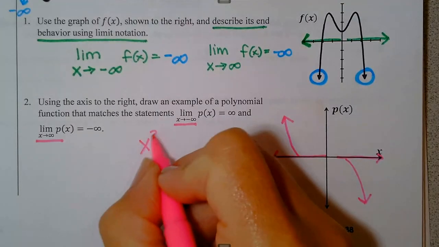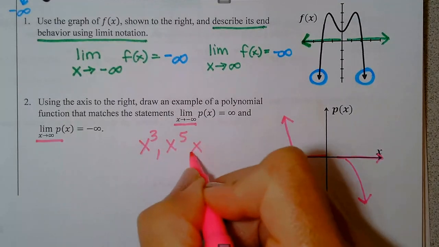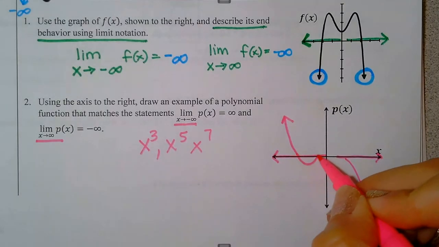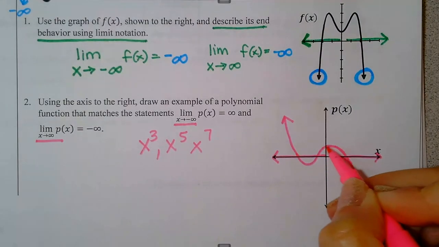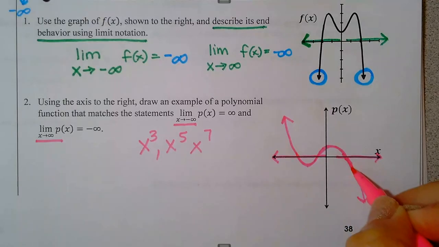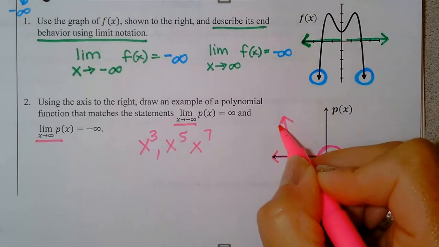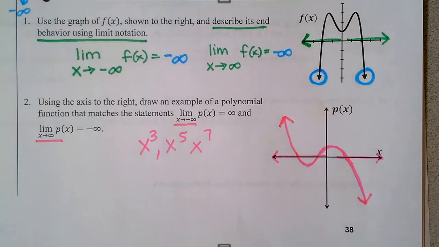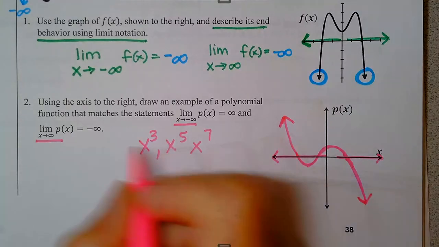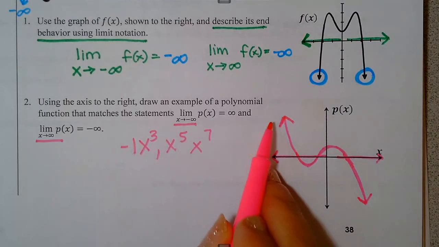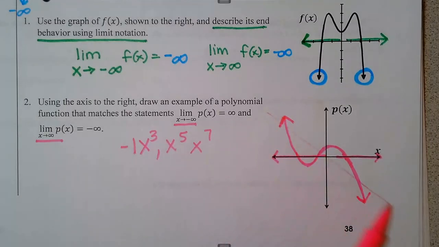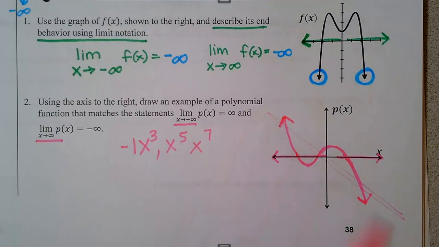It's going to be x to the 3rd, x to the 5th, x to the 7th. So really it doesn't matter what the inside looks like because it didn't tell me. But I just know since there's one up and one down, you know it's going to be one of those. And it's going to be odd because it's starting on the left and it's essentially going down, like a negative line.